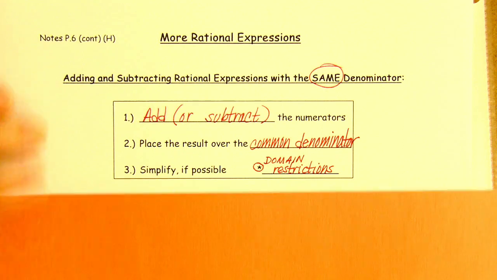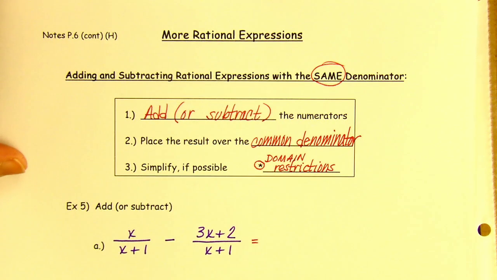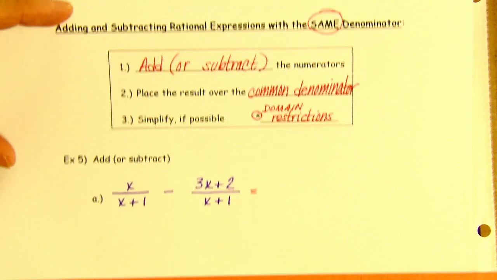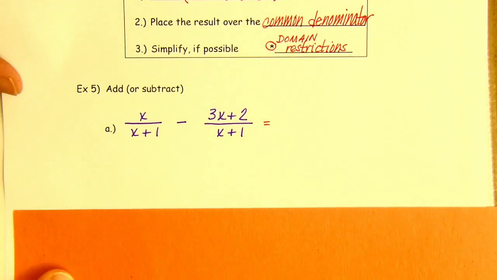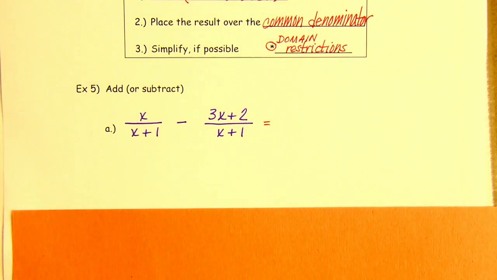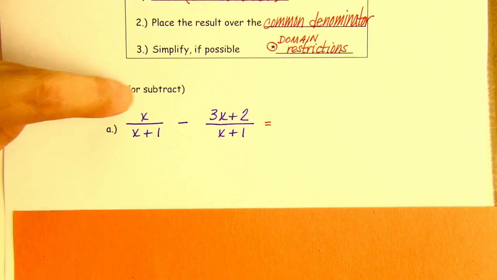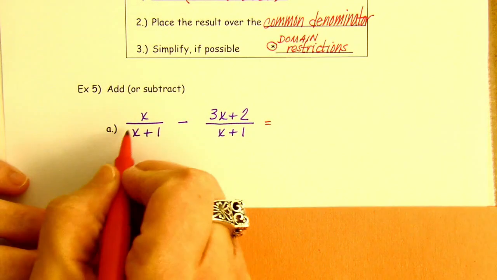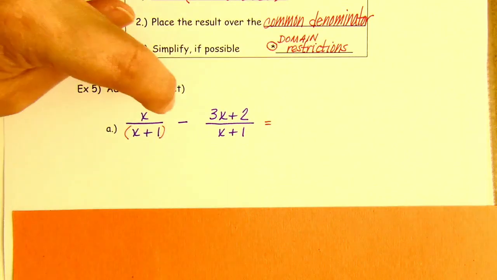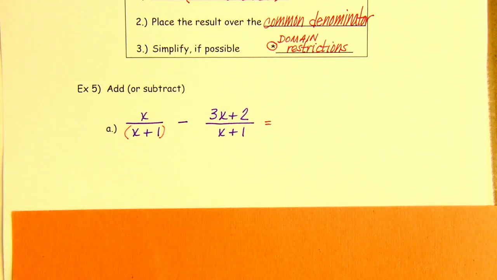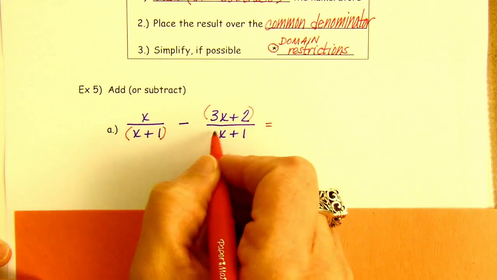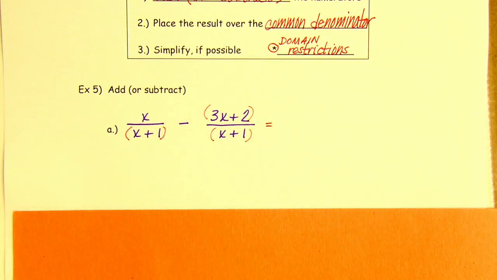So the first example that we have here in this part of the notes is add or subtract two fractions. Notice the denominators are the same already. So we've got x divided by the quantity x plus 1, and we're going to subtract from it the quantity 3x plus 2 divided by the quantity x plus 1. Now I'm putting parentheses around that because you have to start looking at them as quantities. They're not always going to be typed out for you that way with the parentheses. But they really are quantities signifying one number.